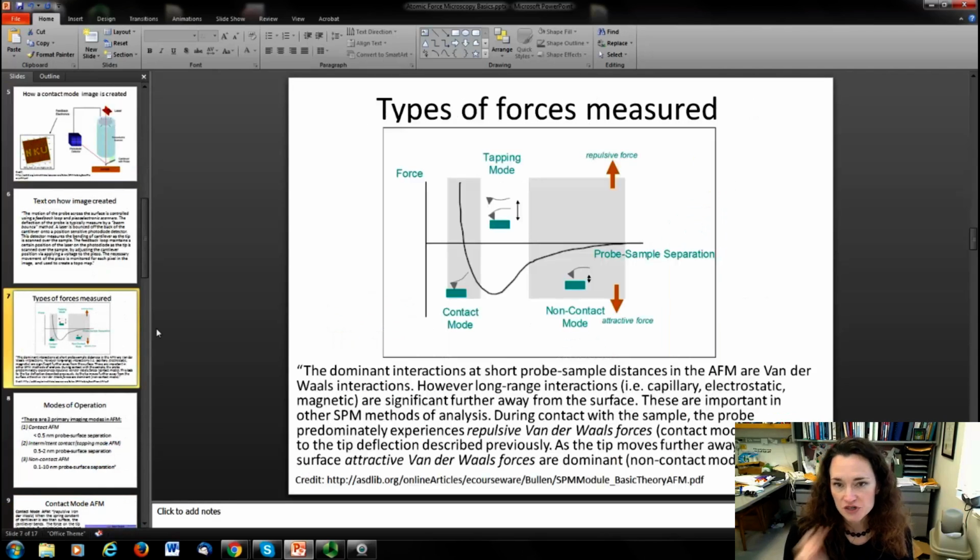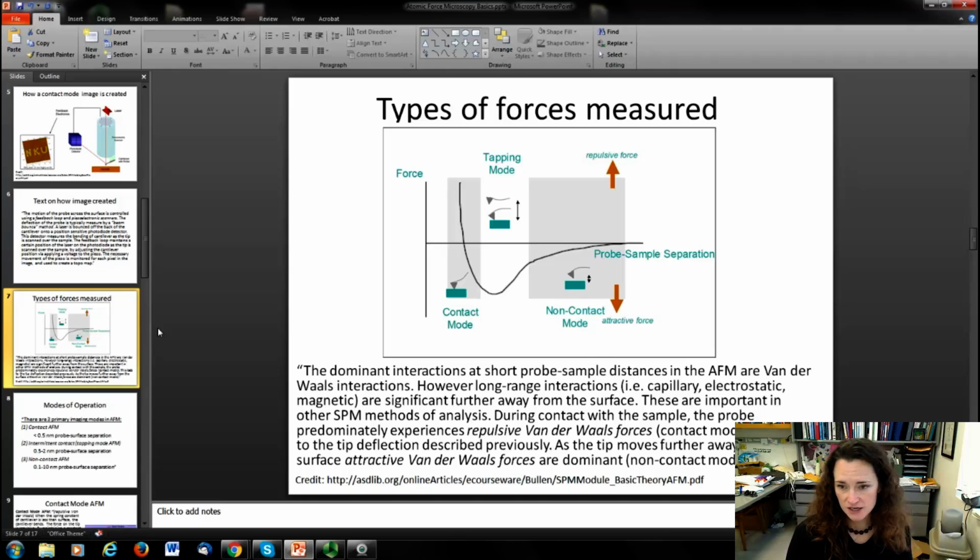So the types of forces that are measured, if you look here, as you approach or vary your tip sample distance, then you're getting into different regimes of forces between the tip and the sample. And so those are marked here on this figure. The dominant interactions at short probe sample distances in the AFM are these van der Waals interactions. Long-range interactions like capillary, electrostatic, and magnetic are significant further away from the surface, and these are important in other SPM methods of analysis. We'll talk about other modes at the end of the talk.